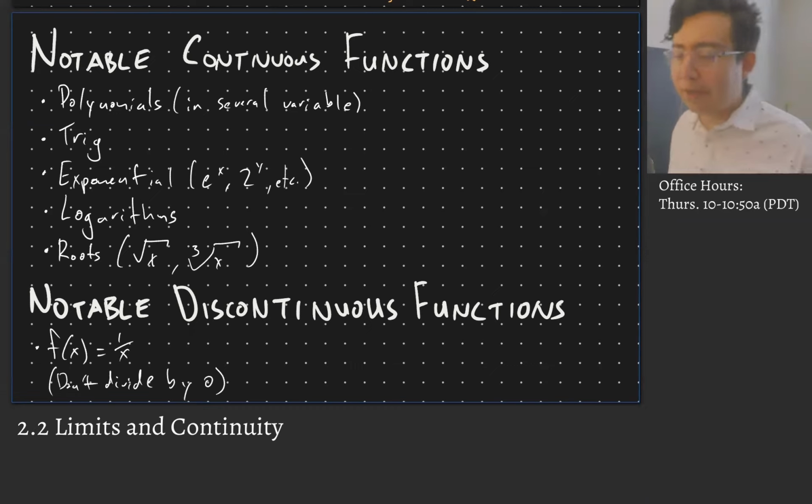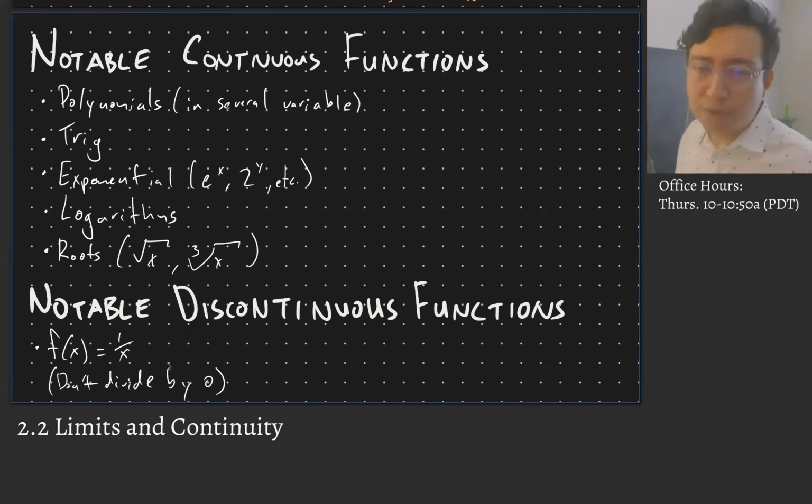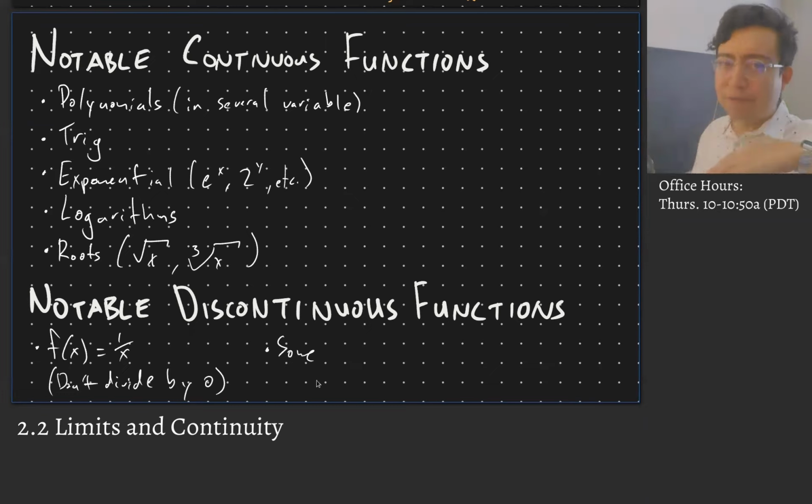Along the same lines, like 1 over x minus 1 or something. This was the main way we built discontinuous functions before. But also some piecewise functions, right? If you have one function coming in from the left, another function coming in from the right, and they don't meet up, then that's a discontinuity.